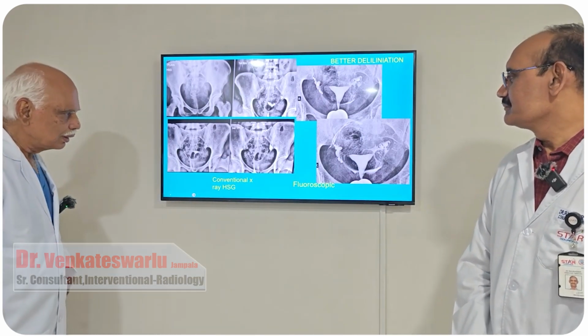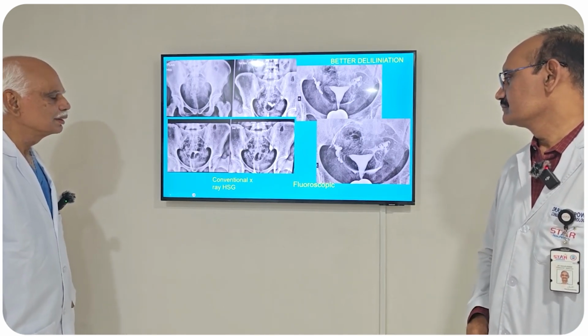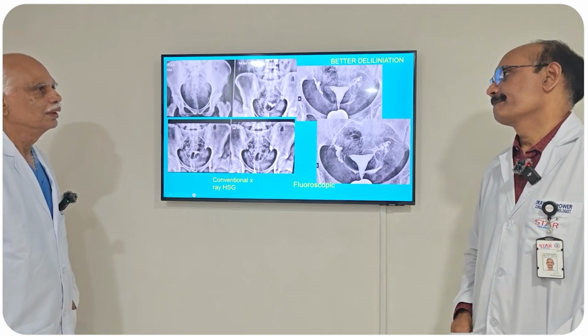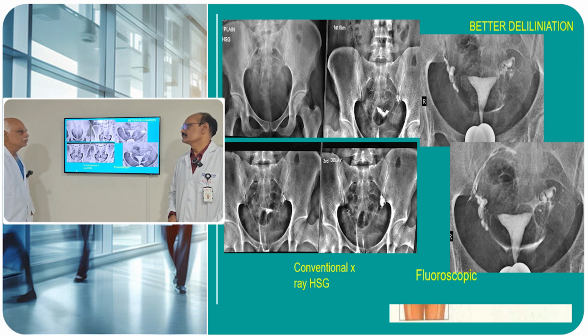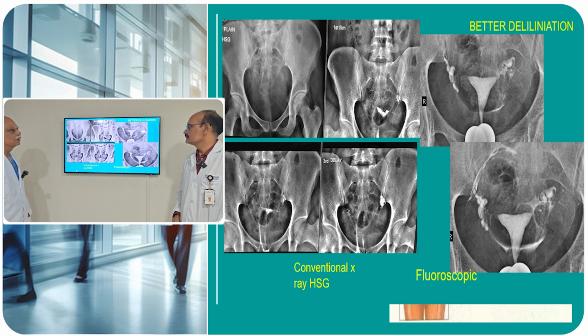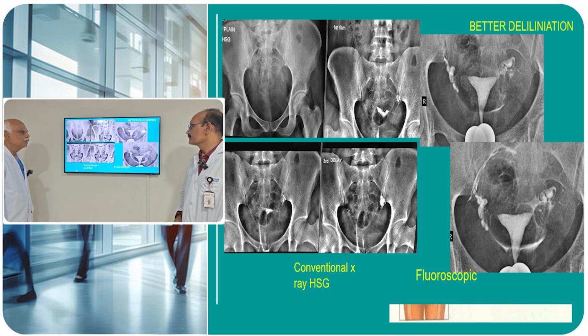Now let's take an example here. This was taken in a conventional X-ray HSG, or non-fluoroscopic HSG. If you see the image, they take 4 images. One is a plain image to know if there are any densities in the bowel that interfere with the uterus opacification. So the first is a plain pelvic X-ray, and they take another 3 X-rays, called spot films. There are 4 images, so you have a radiation of 4 X-rays.